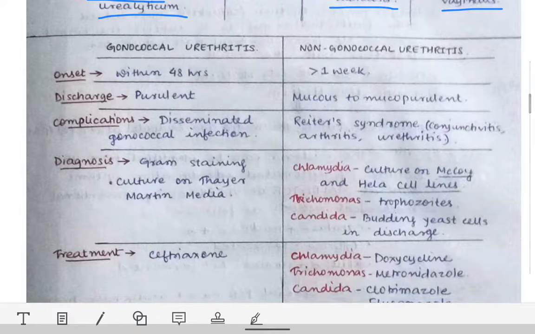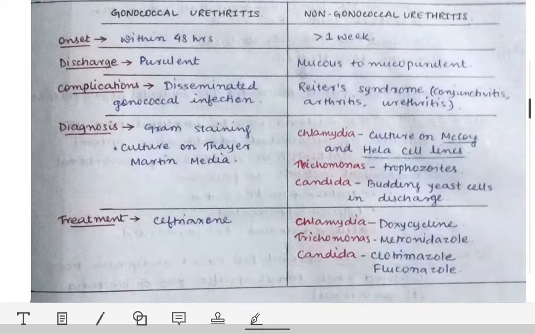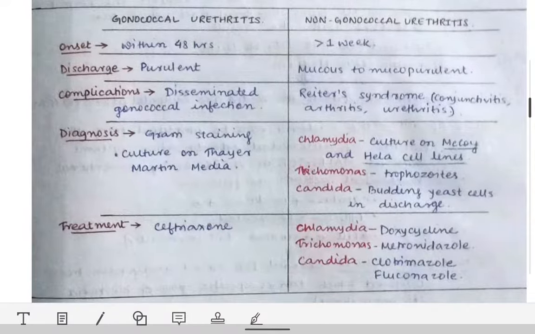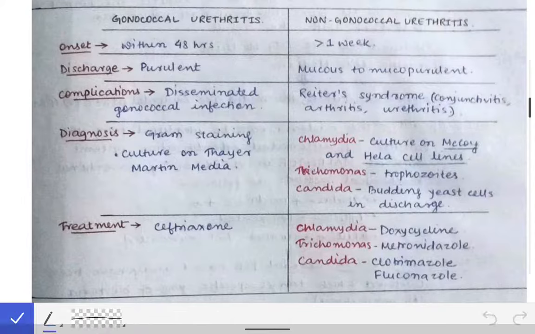Now, why have we classified urethritis into gonococcal and non-gonococcal? There must be certain specific differences between them. That's why we have classified urethritis into gonococcal and non-gonococcal urethritis. So what are those differences? Let's see them. If you see the onset, the onset of gonococcal urethritis is within 48 hours, while in non-gonococcal urethritis the onset is more than 1 week.